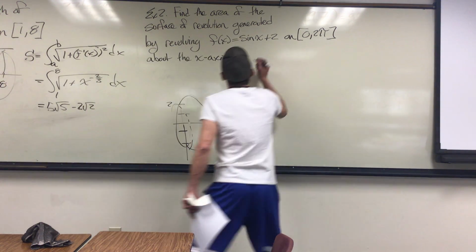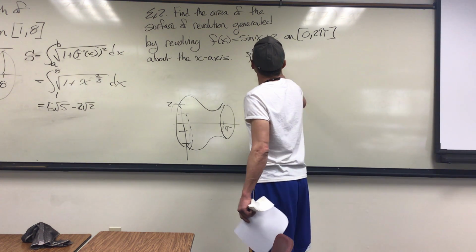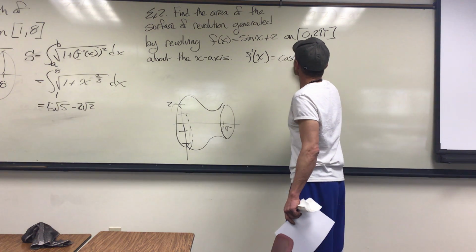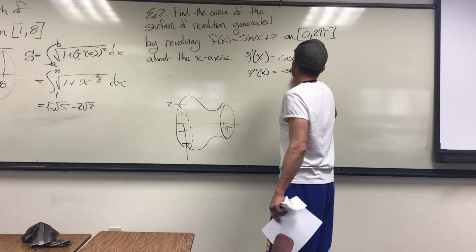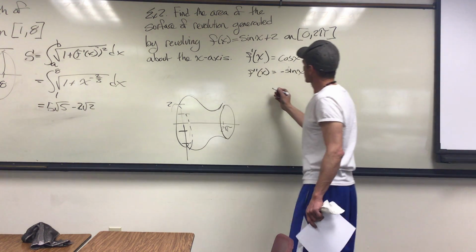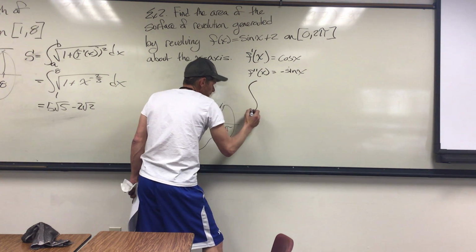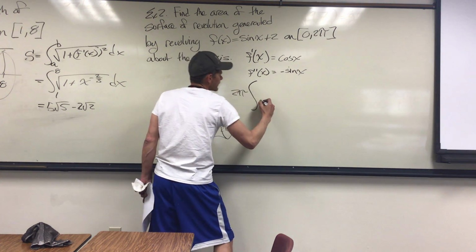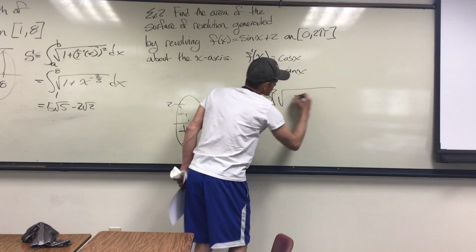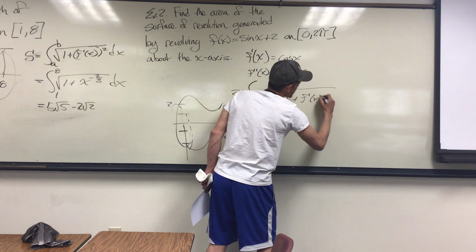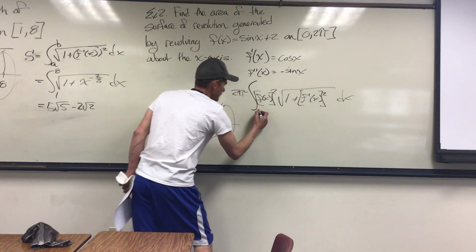Okay, so f prime of x. The derivative of the sine of x plus 2 is just the cosine of x. The second derivative is the minus sine of x. And so we are going to do, should I put the whole thing on here again? The formula for the surface area is 2 pi times f of x times the square root of 1 plus f prime of x squared dx from A to B.